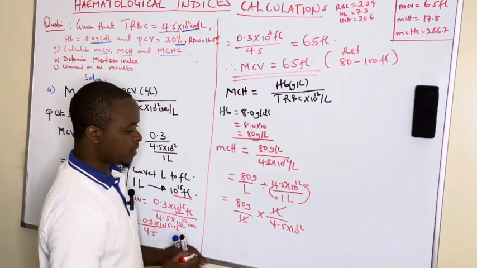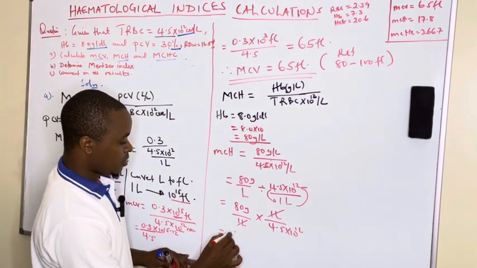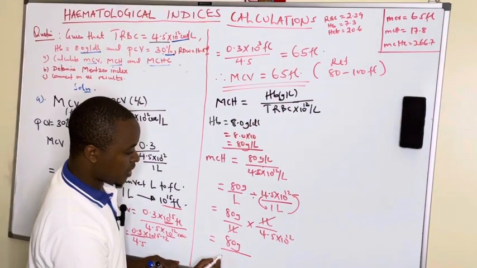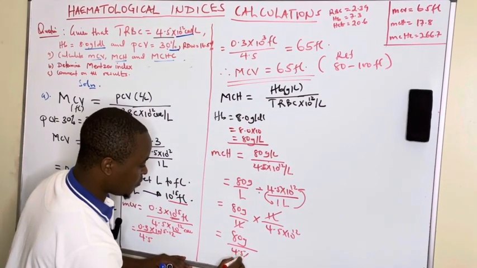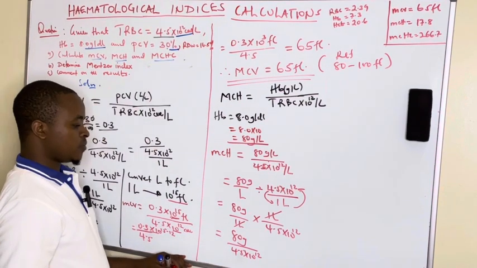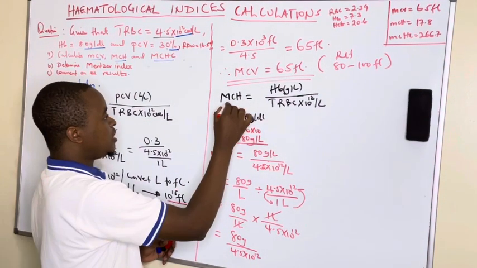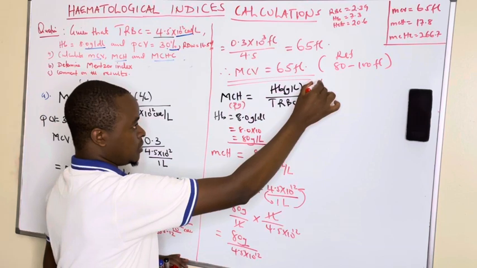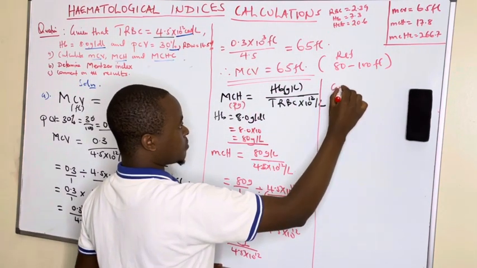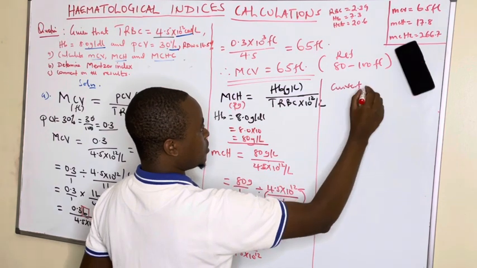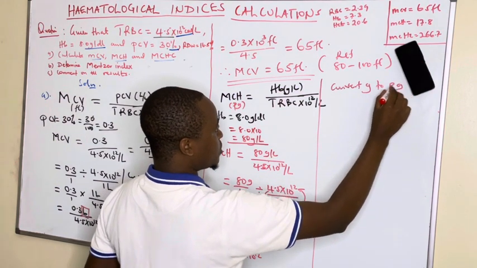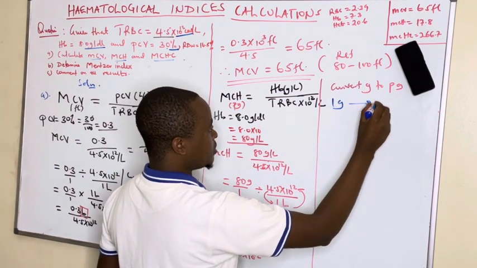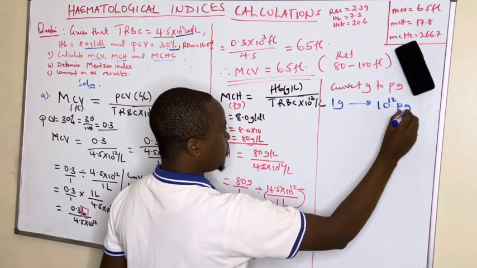And this liter is going to go with this liter. We shall remain with 80 grams, then divided by 4.5 times 10 to power 12. But remember, MCH is measured in picograms, so we are required to convert grams to picograms. And we know that 1 gram is equivalent to 10 power 12 picograms.